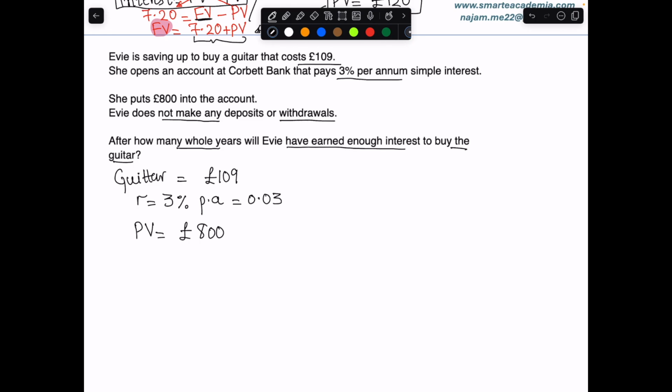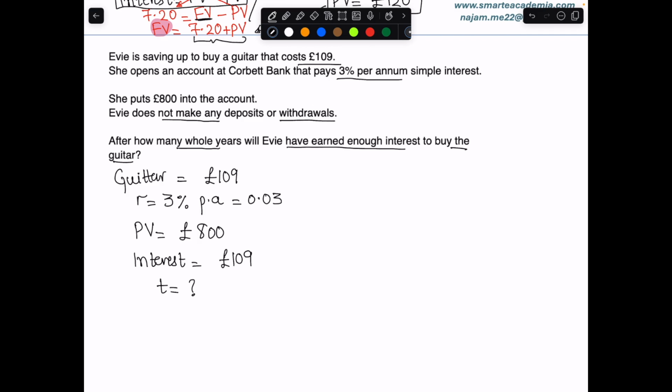Now this is a very important notion. She does not want to spend her original investment to buy the guitar. Rather, she wants to convert her investment to a value where the interest would be enough to buy the guitar for her. Now in this case, with simple interest, she wants to achieve an interest of 109 pounds. What you're looking to find is the time that will give you this particular interest.